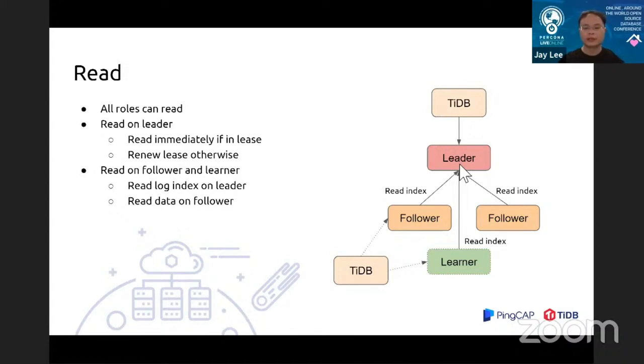But if leader cannot ensure it's still leader, it will broadcast heartbeats to followers until the majority of followers respond to the heartbeats. The read request will have to wait on leader. If follower receives the read request from TiDB, because follower doesn't know what's the latest data, it will ask leader what's the current log index first, and leader sends back the latest log index. Once the follower or learner has applied to the given index, they will start serving the request.